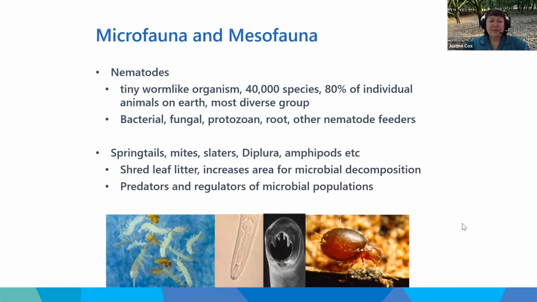The larger organisms like the springtails, the mites, the slaters, the diplura, amphipods, all the tiny little things you can see running around, have an important role in shredding leaf litter, and so that increases the area for microbial decomposition. And then they're predators, so they eat the organisms below them in the hierarchy. So they are predators and regulators of microbial populations. Microbes just don't grow and grow forever, because there'll be predators out there to eat them.